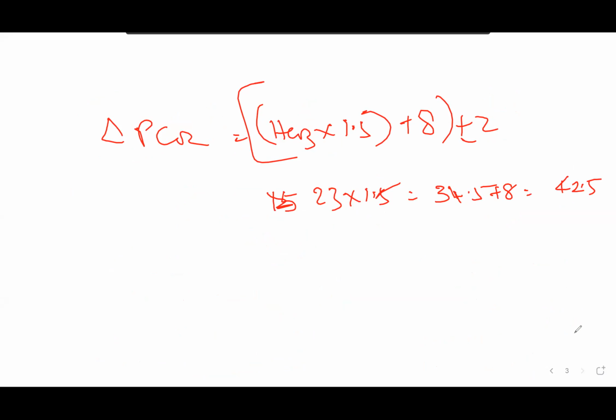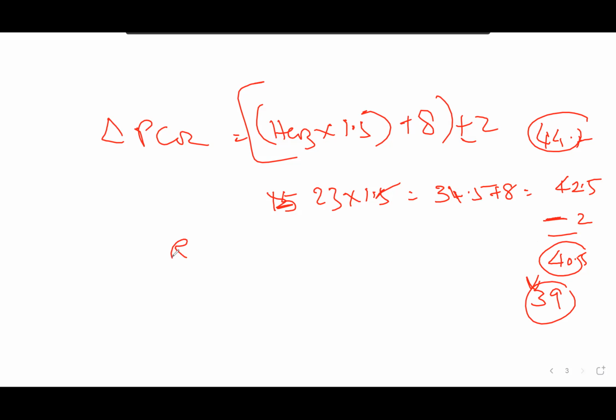What is my carbon dioxide given? 39. 42.5 minus 2 is 40.5, plus 2 will be 44.5. So it can be anywhere between these two values. My associated carbon dioxide is 39. Even after adjusting minus 2, it is still on the lower side. So there is a mild amount of carbon dioxide washout, so respiratory alkalosis, but it is very mild.